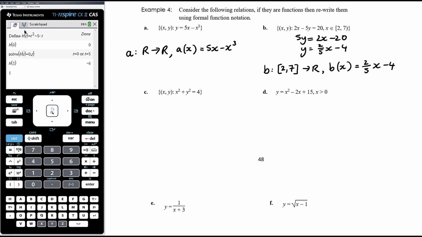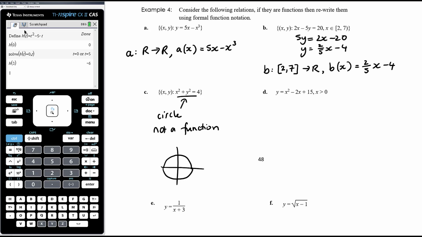Okay, part C. C is a circle, which is not a function. So we can't write it using this notation. X squared plus y squared equals 4 is a circle with centre at the origin and a radius of 2.